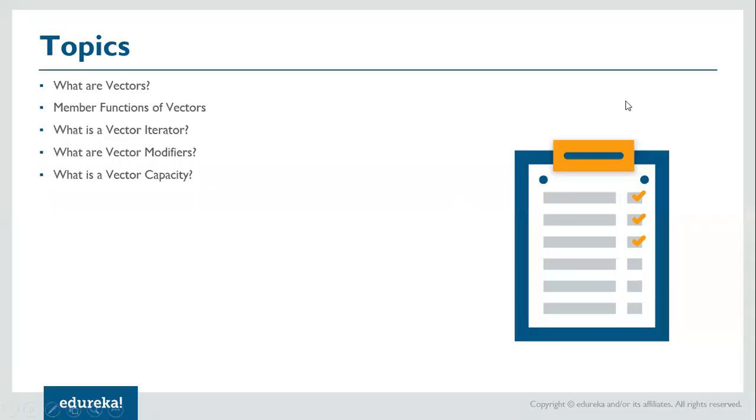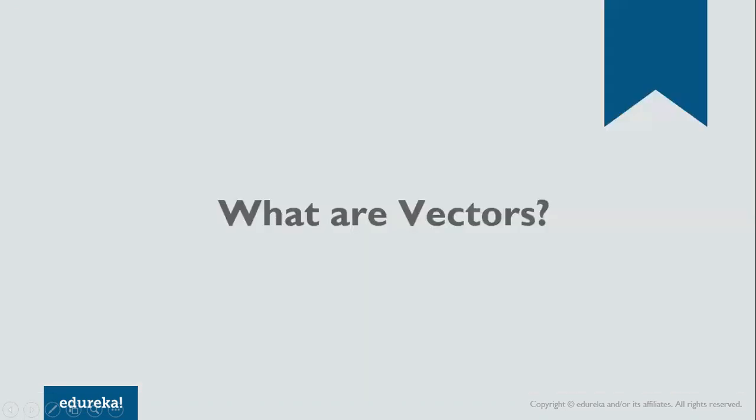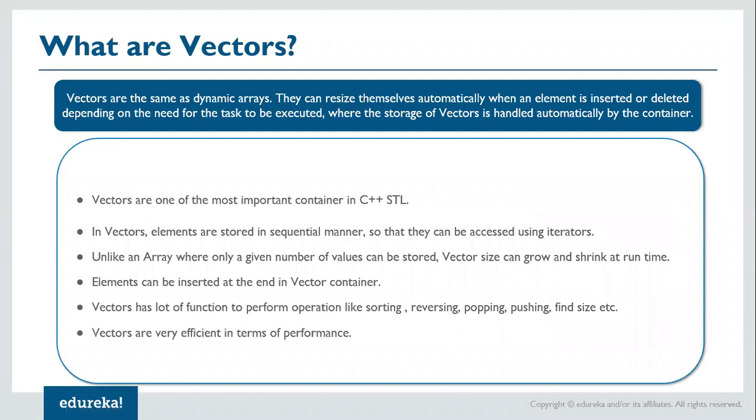The topics that we are going to cover under this discussion are what are vectors, what are various member functions of vectors, what is a vector iterator, we will look at what are vector modifiers, and then what is vector capacity. So let's begin our discussion with what are vectors. So we will go through these points to understand vectors in more detail.